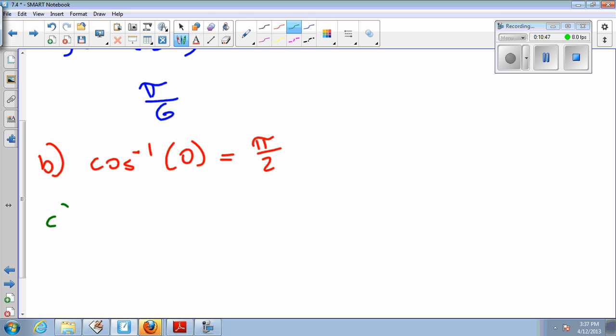And C, inverse cosine of 5 over 7. Now 5 over 7 is not a part of a terminal point on the unit circle. So when it's not on the unit circle, we must use a calculator and approximate it. So it's approximately 0.775.